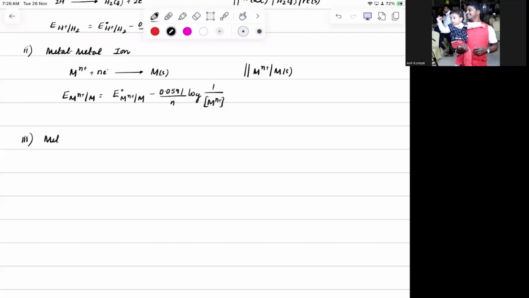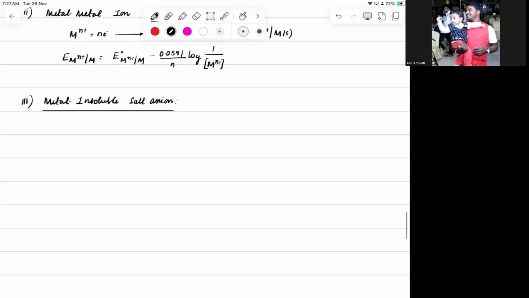Third one is very important: the metal–insoluble salt–anion half cell. If we have to represent this half cell, check out. Suppose you have AgCl as an insoluble salt and that is getting reduced. So the reaction would be like this: AgCl plus e minus gives silver plus Cl minus aqueous.